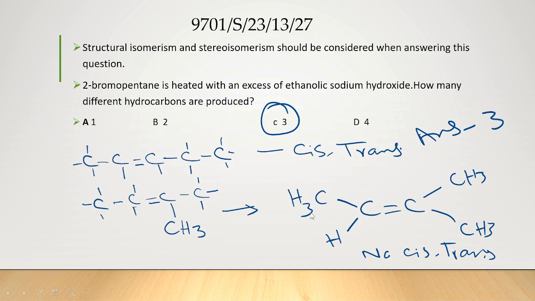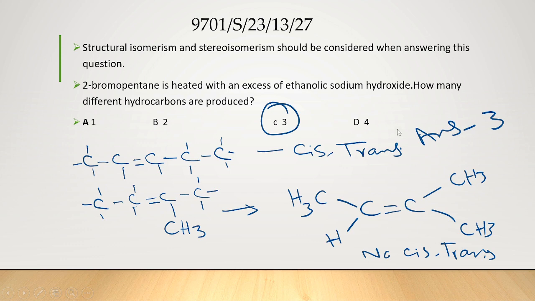In this question, they are asking for the type of structural isomerism. So basically, 2-bromopentane is heated with an excess of ethanolic sodium hydroxide. How many different hydrocarbons are produced? So basically, there is an elimination reaction. When there is an elimination reaction, an alkene is formed. So 1 and 2 are the cis-trans ones, and 1 is the one in which there is no cis-trans.